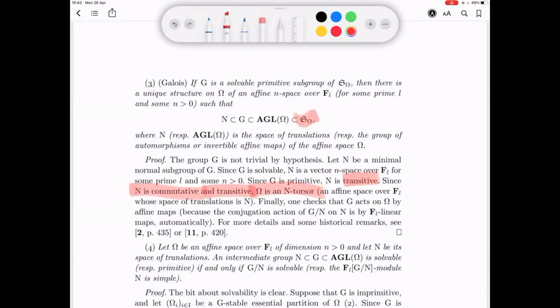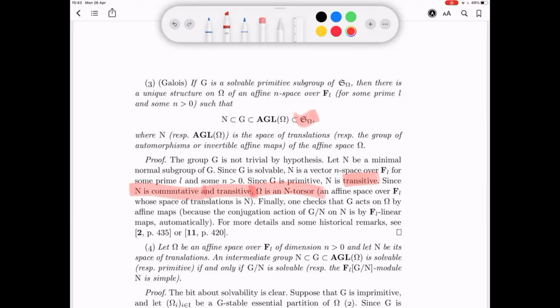So that's also just a little bit of group theory. You have some set omega, you have the group of all permutations of omega, and you have a subgroup, called N here. You have a subgroup N of S omega, which is required to have only two properties: that it should be commutative and it should be transitive. Then automatically this omega becomes an N-torsor.